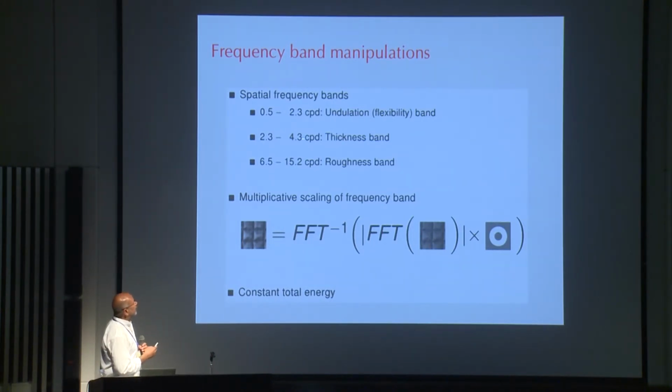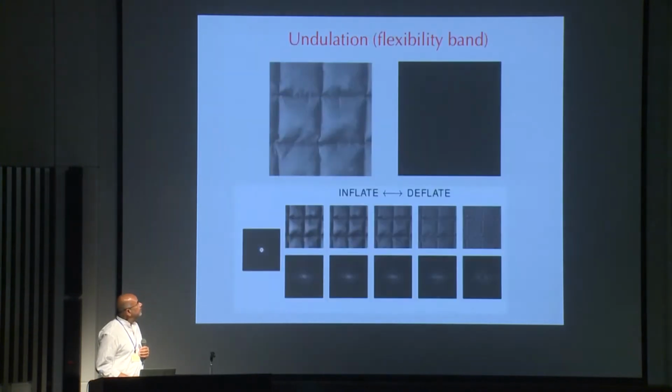So this is cycles per degree for the images that we had, and I'll talk about image frequencies versus retinal frequencies in a minute. And so here's a slightly higher band for thickness and a higher band for roughness. We wanted to see, if we began with these images and changed the energy in these bands, what would happen. So we took the Fourier transform, changed the energy in one band or the other, took the inverse Fourier transform, and got something like this, keeping the total energy constant. So it's changing the relative energy in certain bands. And this is what we found.